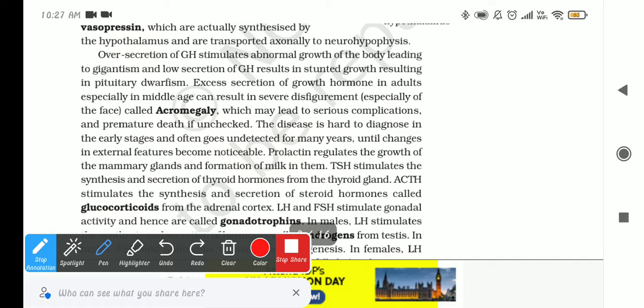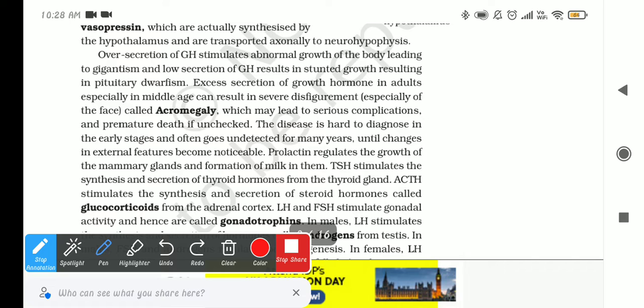This is hard to diagnose in the early stages, because it feels like a part of life, like the changes which come. So it is hard to tell whether it is acromegaly or not. It often goes undetected for many years, until changes in external features become noticeable.